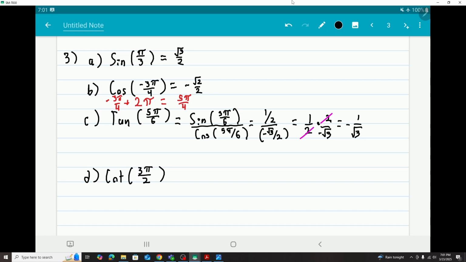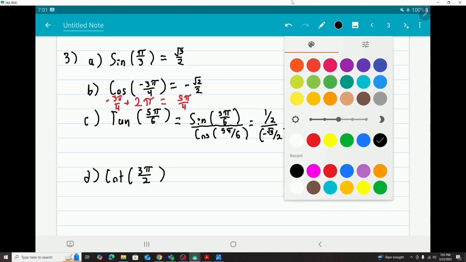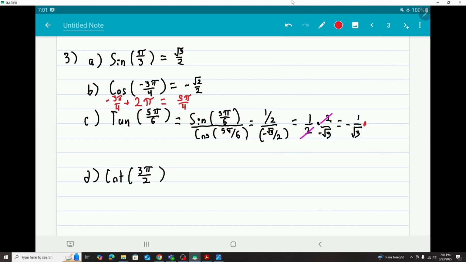If I didn't have to rationalize denominators, that would be my final answer. That would be good enough. But here, because I need to rationalize, I'm going to multiply by the denominator over itself. So I'm going to multiply by square root of 3 over square root of 3, and I pick this number because that's what's in the denominator right there. Put everything together, and I get square root of 3 over 3.